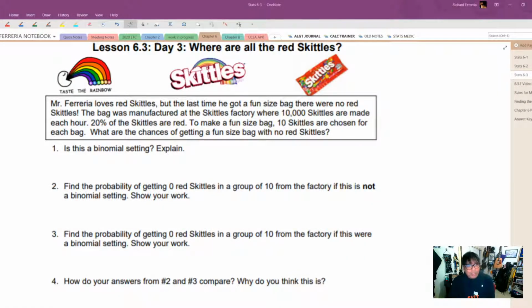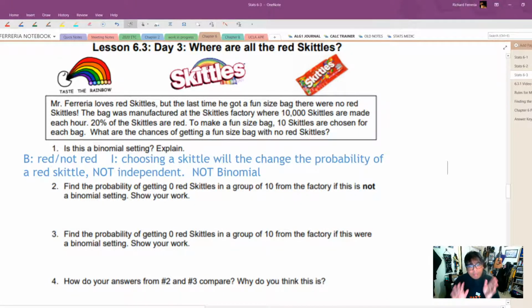Mr. Ferreria loves red Skittles. But the last time he got a fun-size bag, there were no red Skittles. The bag was manufactured at the Skittles factory, where 1,000 Skittles are made each hour. 20% of the Skittles are red. To make a fun-size bag, 10 Skittles are chosen for each bag. So what are the chances of getting a fun-size bag with no red Skittles?